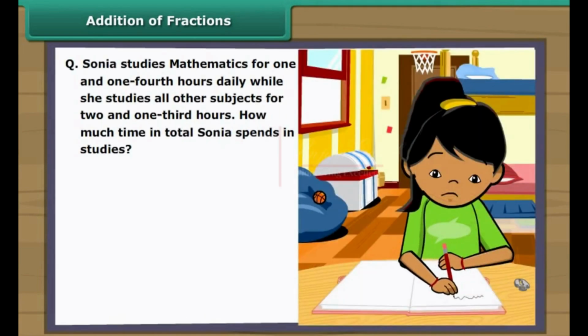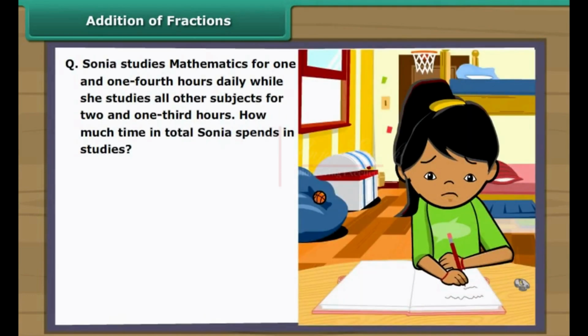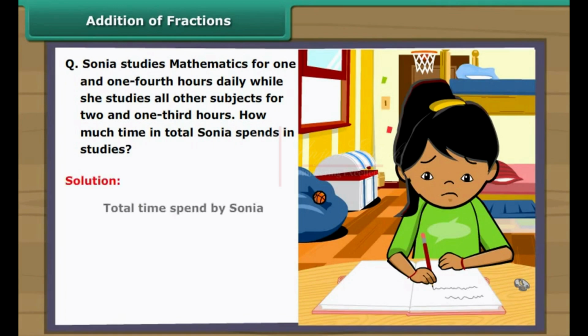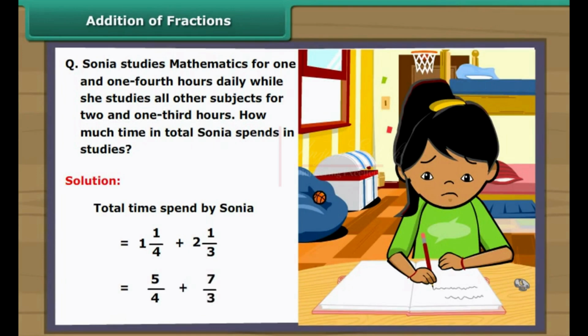Sonia studies mathematics for 1 and 1/4 hours daily, while she studies all other subjects for 2 and 1/3 hours. How much time in total Sonia spends in studies? Total time spent by Sonia is equal to 1 and 1/4 hours plus 2 and 1/3 hours. This is equal to 5/4 plus 7/3.